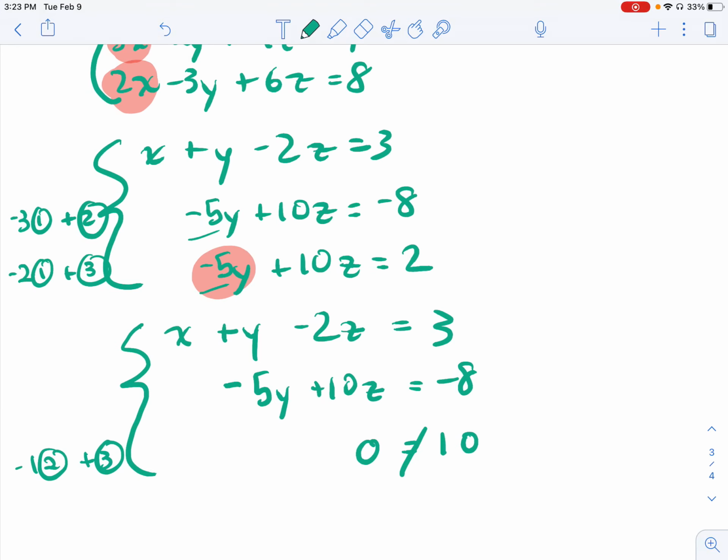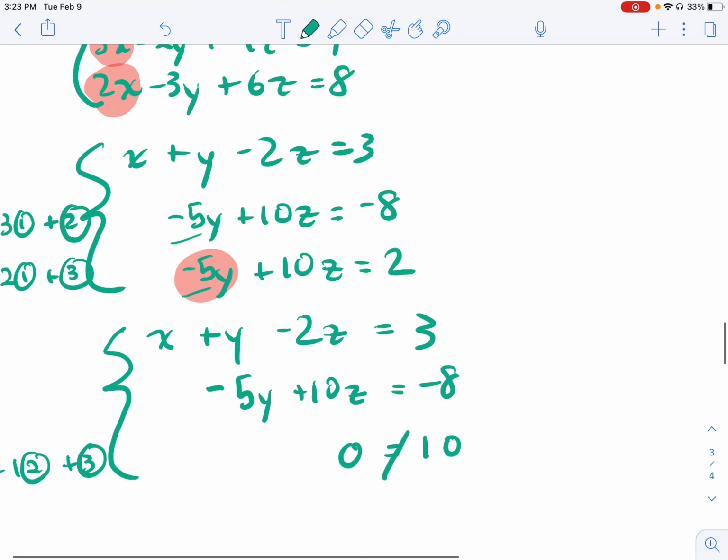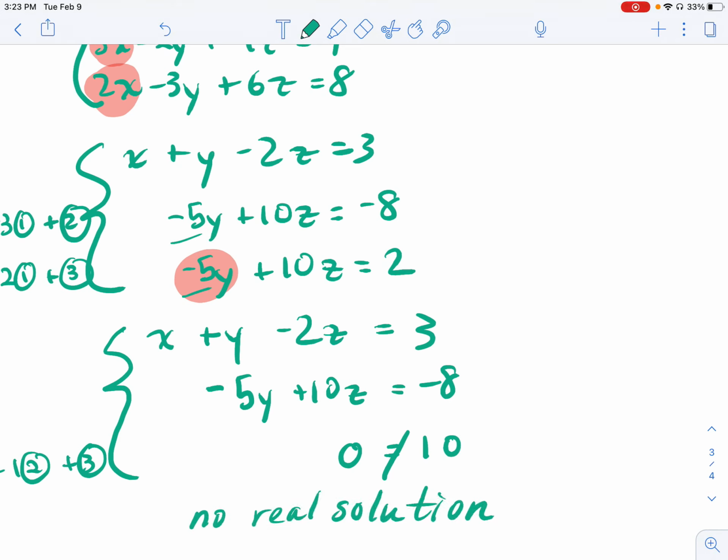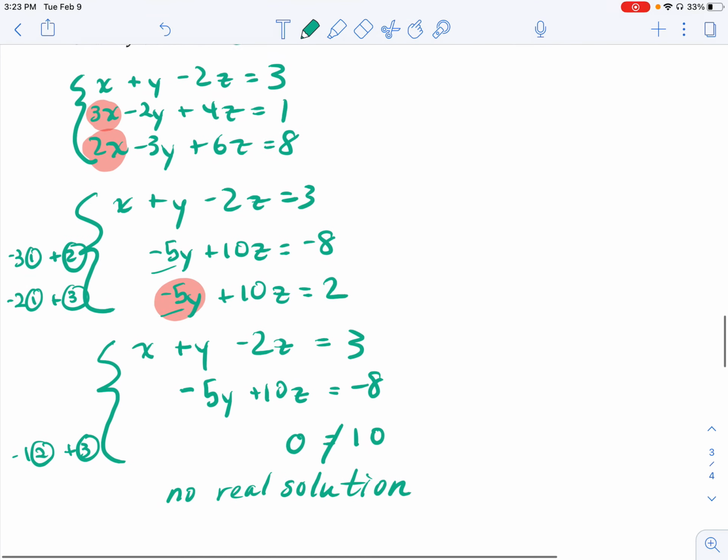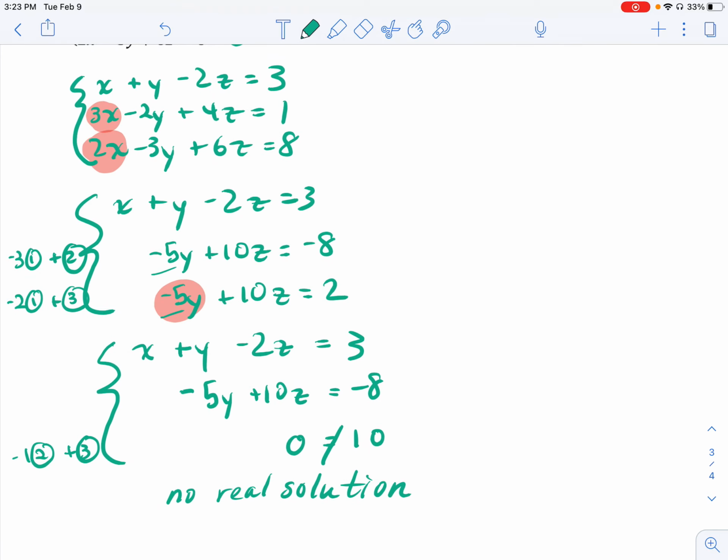So what does this mean for us? This means we have no real solution. There is never a line or a point or any place where all three of these equations will intersect. So we have no real solution. And if I wanted to classify this system, we'd call this an inconsistent system.